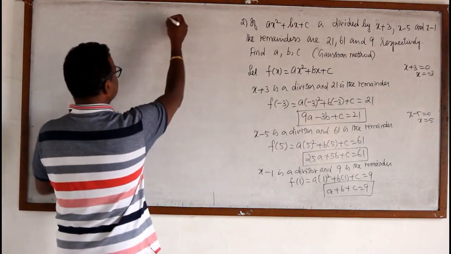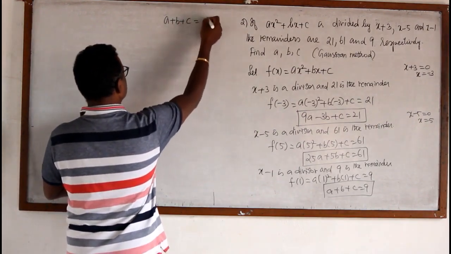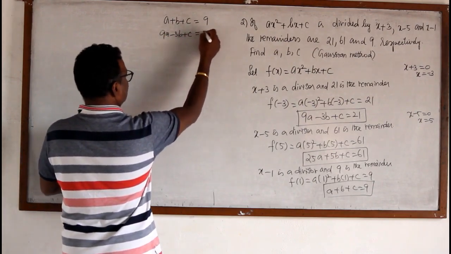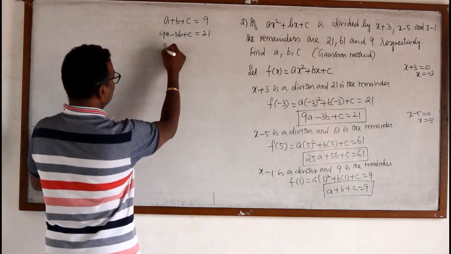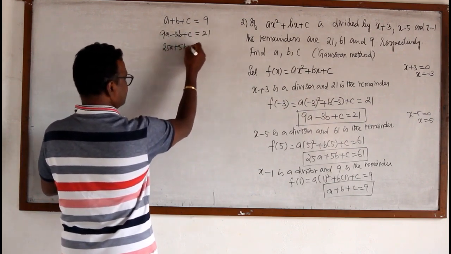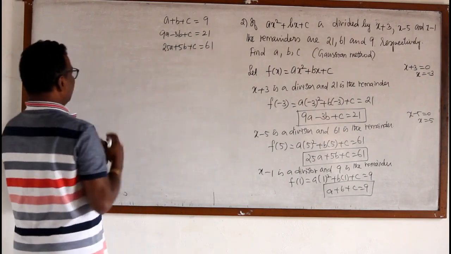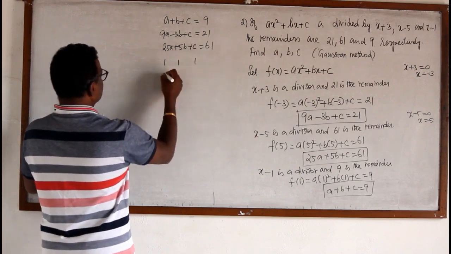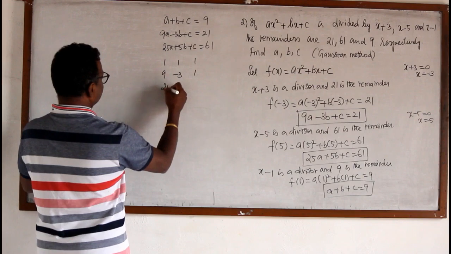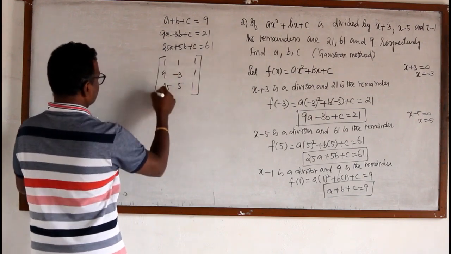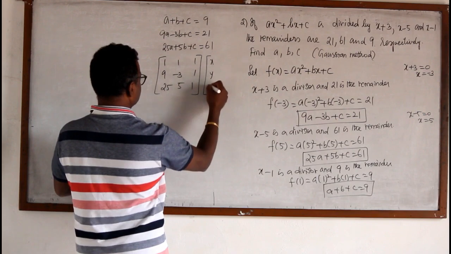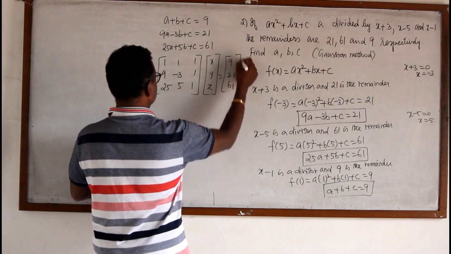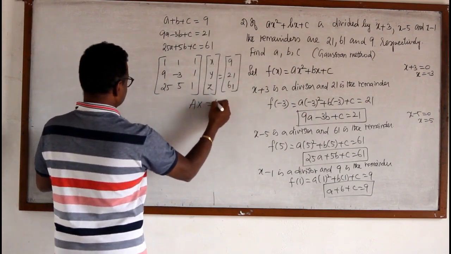Shall I write these equations as a plus b plus c equal to 9? Then 9a minus 3b plus c equal to 21. Then 25a plus 5b plus c equal to 61. Any three equations, I have to find a, b, c, isn't it? Then matrix is 1, 1, 1, 9, minus 3, 1, 25, 5, 1 into a, b, c equal to 9, 21, 61. This is of the form AX equal to B.